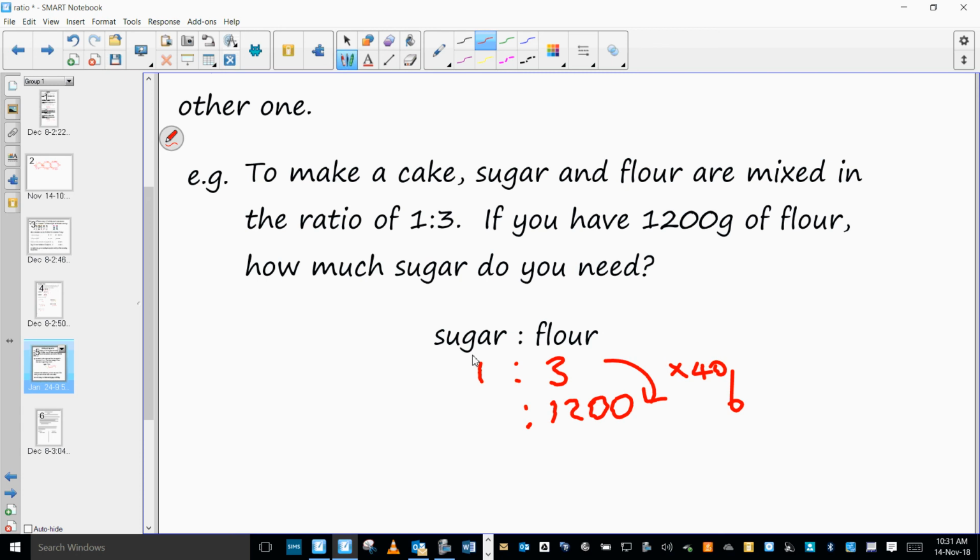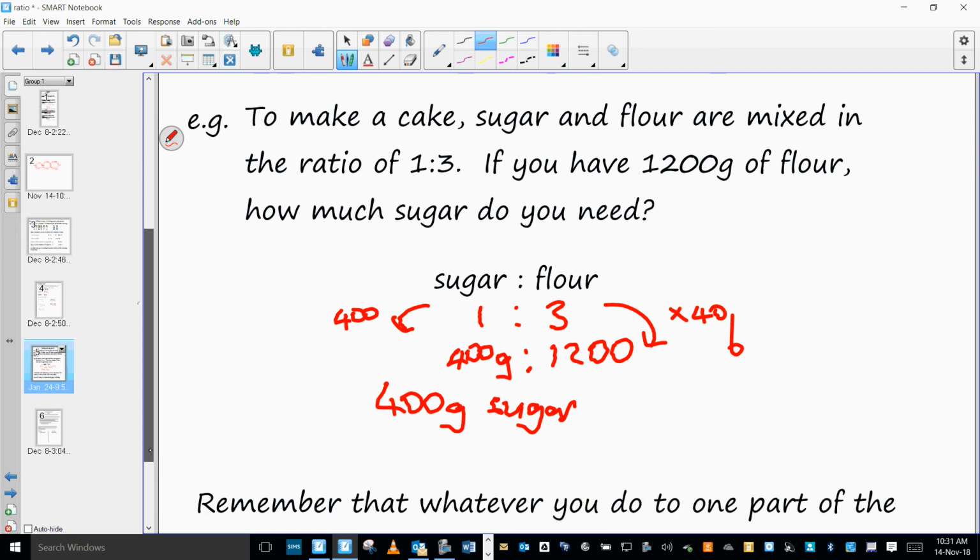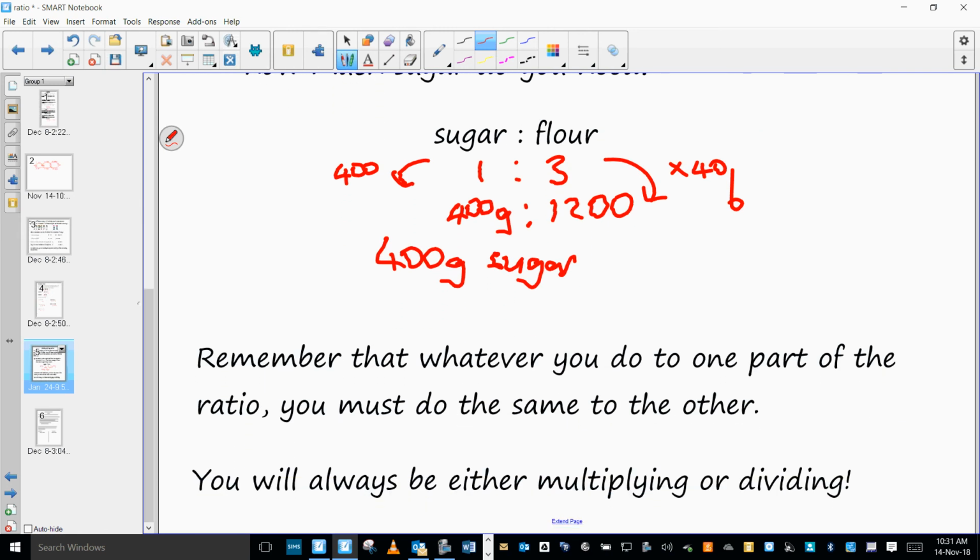So we would multiply this by 400, therefore we multiply this by 400, and that gives us 400 grams. So how much sugar do we need? 400 grams. Remember, what you do to one part of the ratio you do to the other. You'll always be either multiplying or dividing.